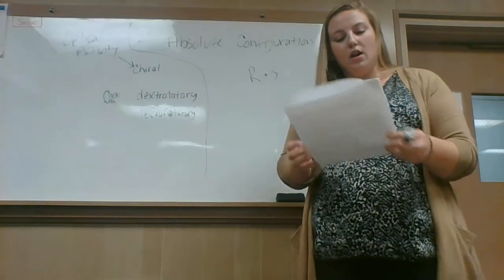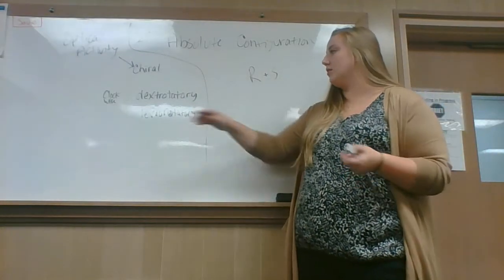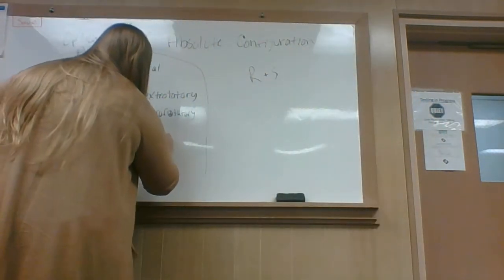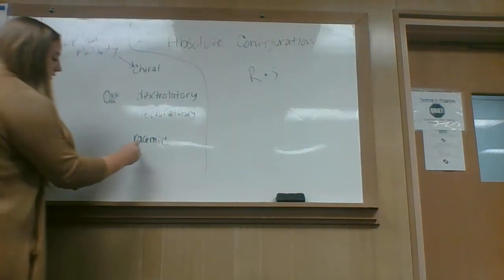Racemic. Okay, yes. So when you have 50% rotating clockwise, 50% rotating counterclockwise, that's racemic. And you don't see any rotation. Right. So this is optically inactive.